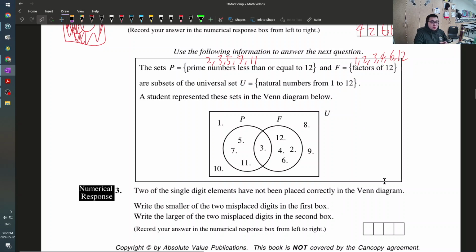Okay, so there are two misplaced digits. So let's see what is common. Okay, so 2 is common and 3 is common. So that means 2 and 3 should be on the inside. So now, what are P? 5, 7, 11. Okay, all good. What are F? 1, 4, 6, 12. So I need a 1 here, 4, 6, 12. And what are not in any of them? 8, 9, 10. Okay, so 1 and 2 are misplaced. So the answer is 1, 2.